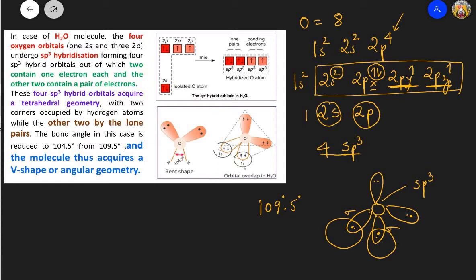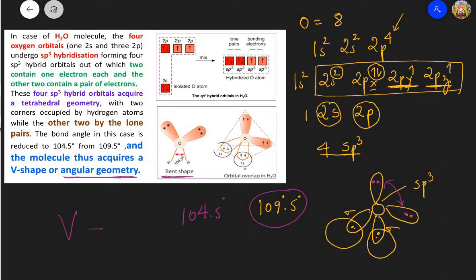But here we can see that there are two lone pairs of electrons. This is one lone pair and this is another lone pair, and these lone pairs undergo repulsion. Because of this repulsion, the normal tetrahedral angle, rather than being 109.5 degrees, is reduced to 104.5 degrees, and thus the molecule's shape becomes distorted. That shape is called V shape, or angular, or even bent shape. Is it clear, students? Now let us try to understand with respect to our explanation here.